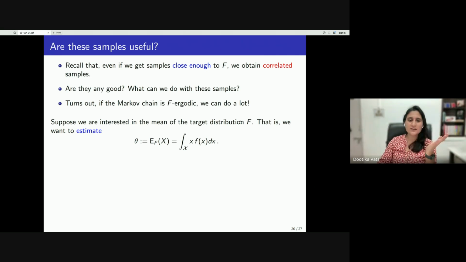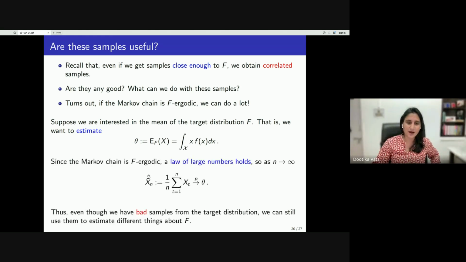For example, if we are interested in the mean of the distribution F, so expectation of X where X follows F, and let's say I denote theta as this mean, so it's nothing but this integral over here. And let's say this is what I want to estimate. What I do is I can go to the computer, run a Markov chain that has capital F as the target distribution, take a sample average, which is X bar n. And because the Markov chain is F-ergodic, there is a law of large numbers that holds for this particular Markov chain. So as n tends to infinity, X bar n will converge to theta.